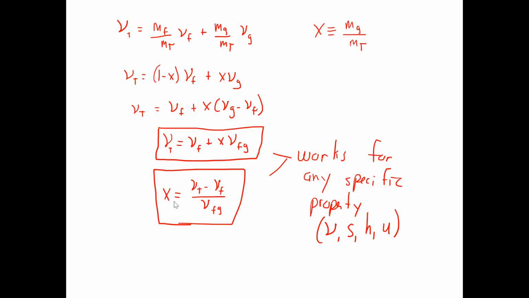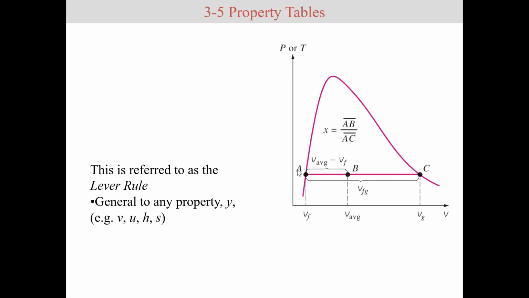All right? I hope this is clear. If some of it isn't, you can always go back in the video and rewind and look at this again. But this is uber important and something that we are going to be using a lot. So if we look again, any point within the saturated liquid vapor region is going to have a quality less than 1 and greater than 0.